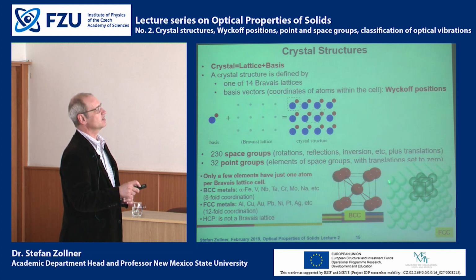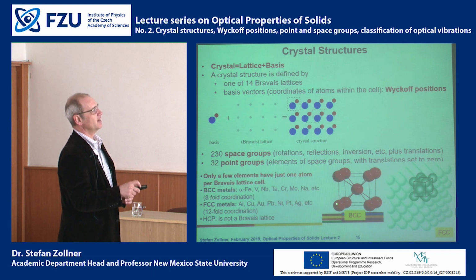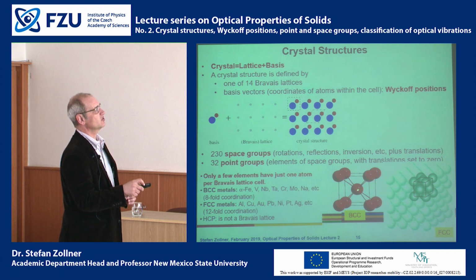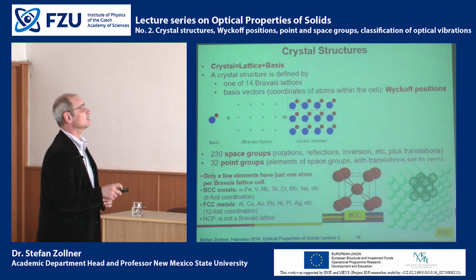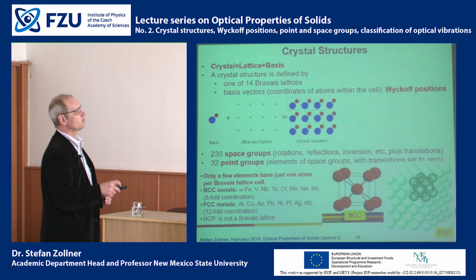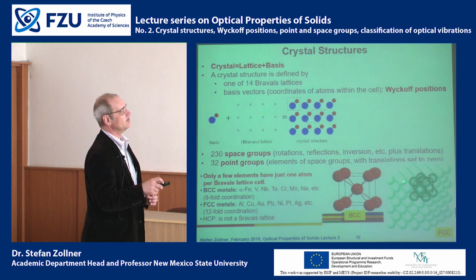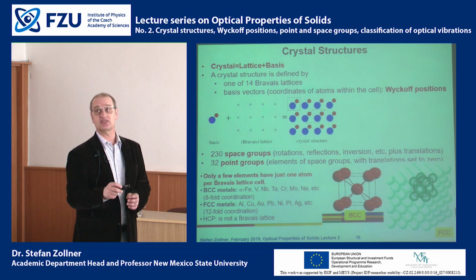A BCC metal is, for example, iron or chrome, where I have chromium atoms sitting at the corner and another chromium atom sitting in the center of the cell. So chromium is an element with just one atom per Bravais lattice cell. And then the FCC metals, there's many more metals like aluminum, copper, gold, lead, nickel, platinum, silver, etc., that crystallize in this FCC structure.